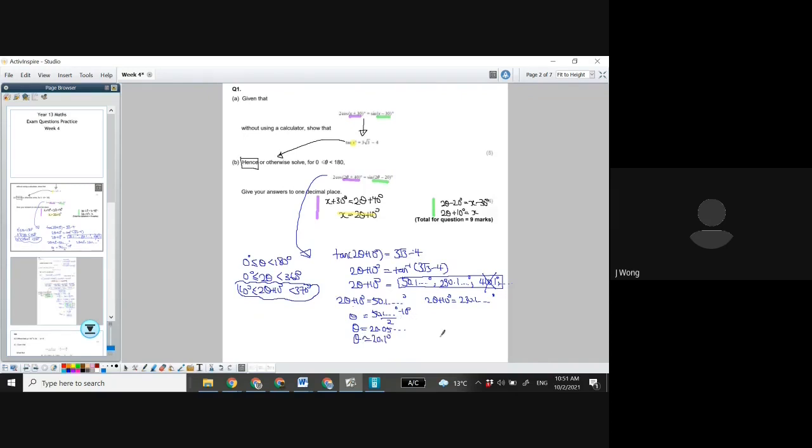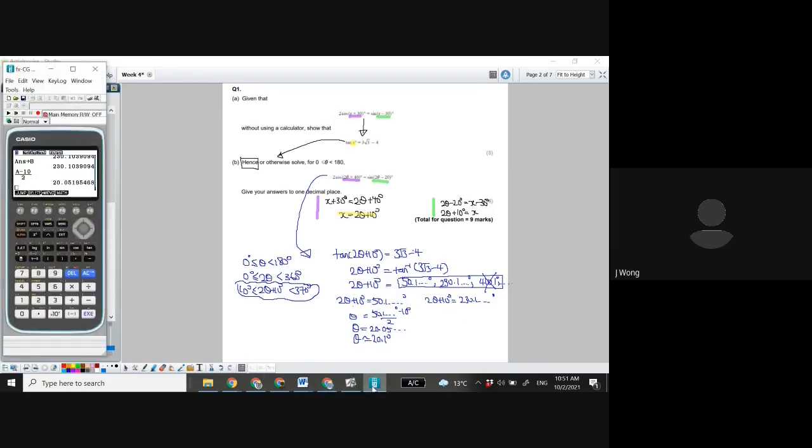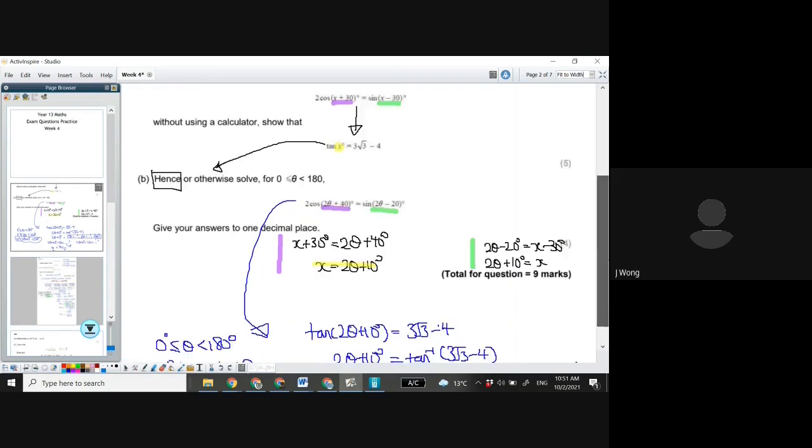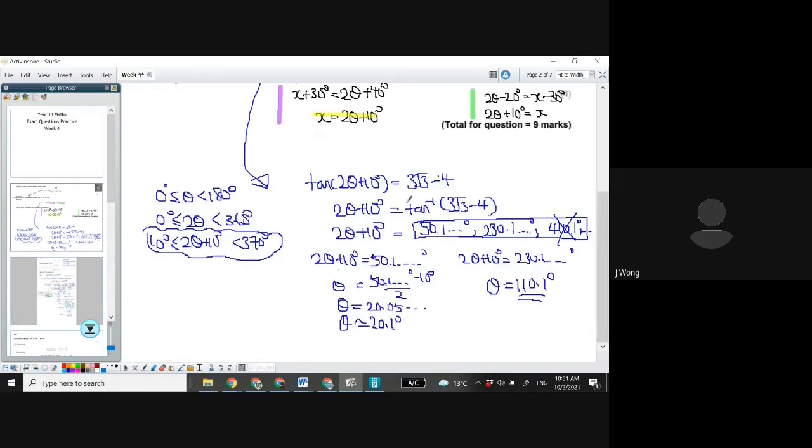Okay, and the other one, you do the same thing. You will go to the calculator and get a fraction. Do the same thing: B subtract 10 and divide this through by 2, and you get the answer of 110.1 degrees. Good. So make sure to use the store function in the calculator, so it could help you to find the answers in a better way.